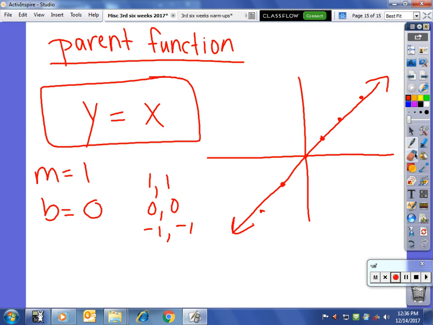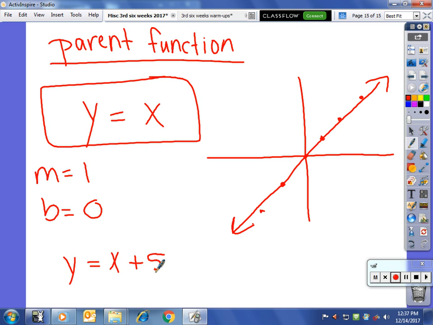Y-intercept changes. Let's do that first, because that's the easiest. Let's say I wanted to take this parent function, y equals x, and I wanted to change its y-intercept. What would change then? The 0 would not be a 0 anymore. So give me an example of a line that has the same slope as the parent, but a different y-intercept. Y equals what? Y equals 1x plus 5.